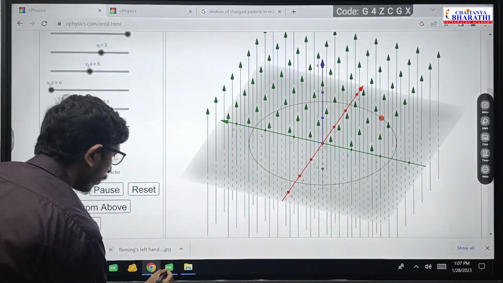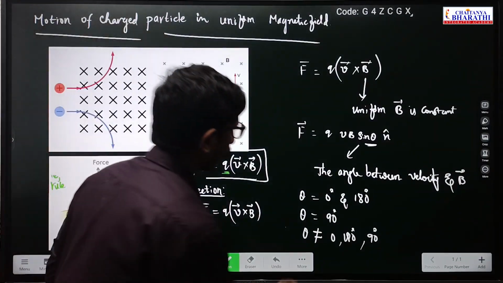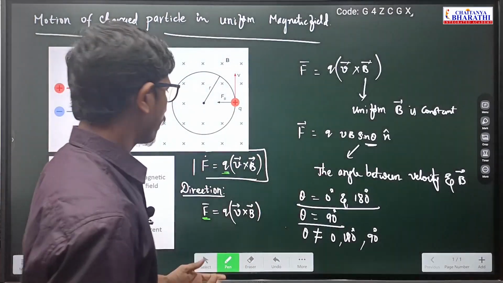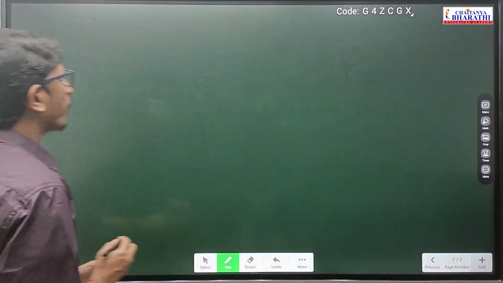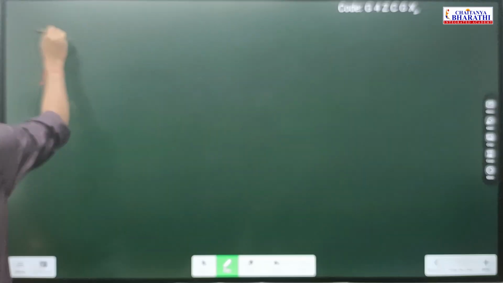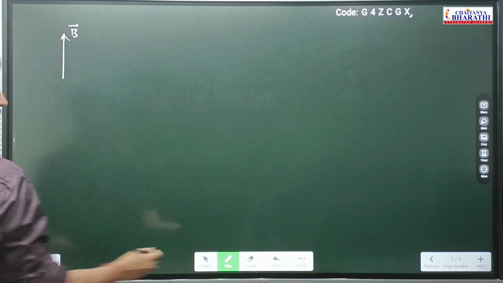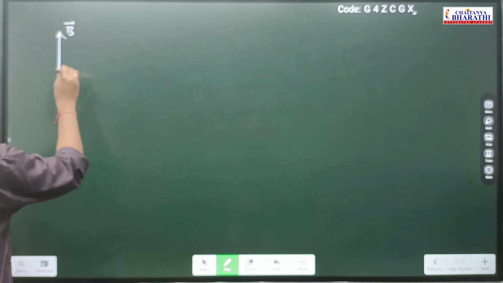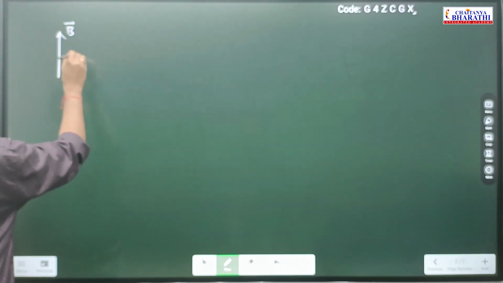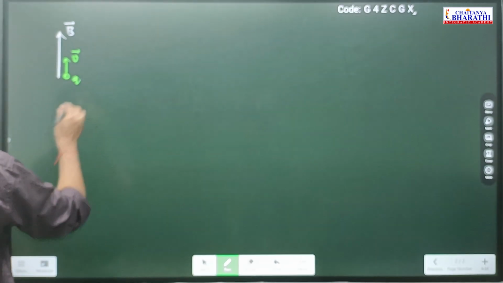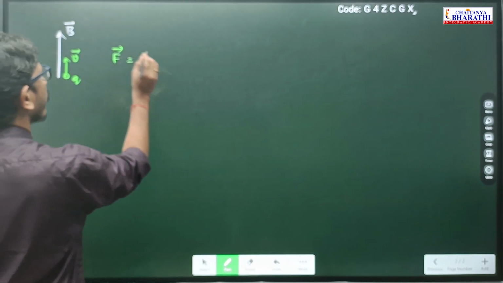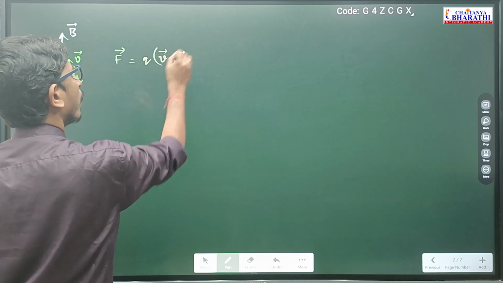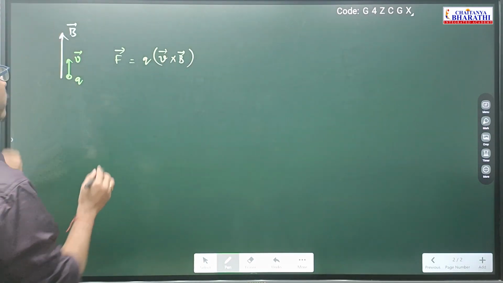So if we mathematically quantify it, when theta is 0 or 180 degrees, what you can understand is, if your B bar is in this direction, and the particle is also in this direction having a velocity vector, with charge q, then what could be the force experienced? The force could be q into V bar cross B bar, where both are in the same direction, V and B. So theta is going to be what?